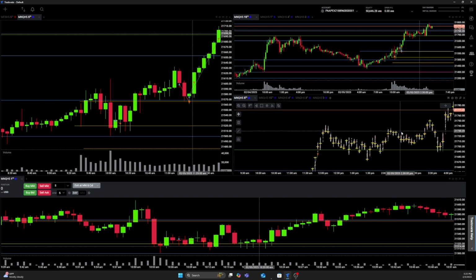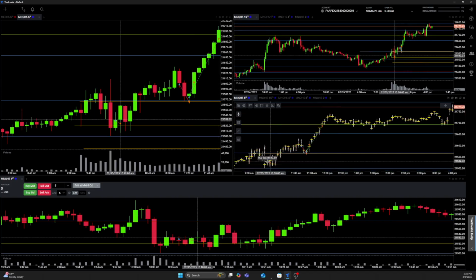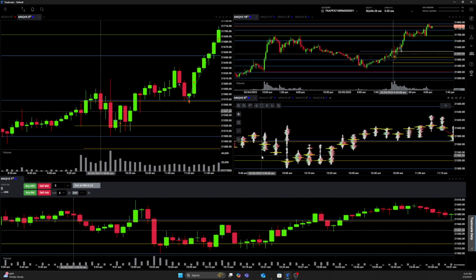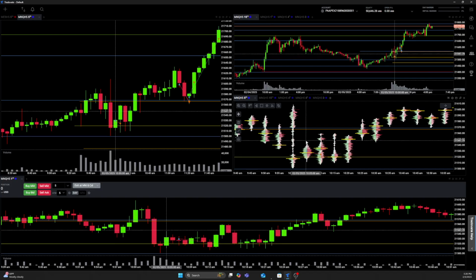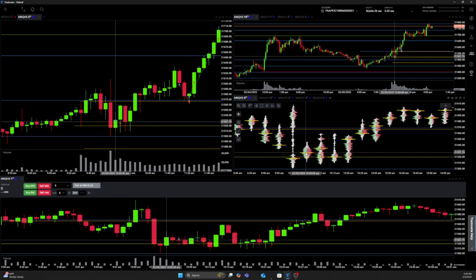We'll have to back this up a little bit. Let's take a look. The point of control was right around where it closed, which tells me that it pushed up, pushed down, closed, and it's kind of balanced, right? It doesn't really tell me a whole lot about the strength or weakness of that candle.